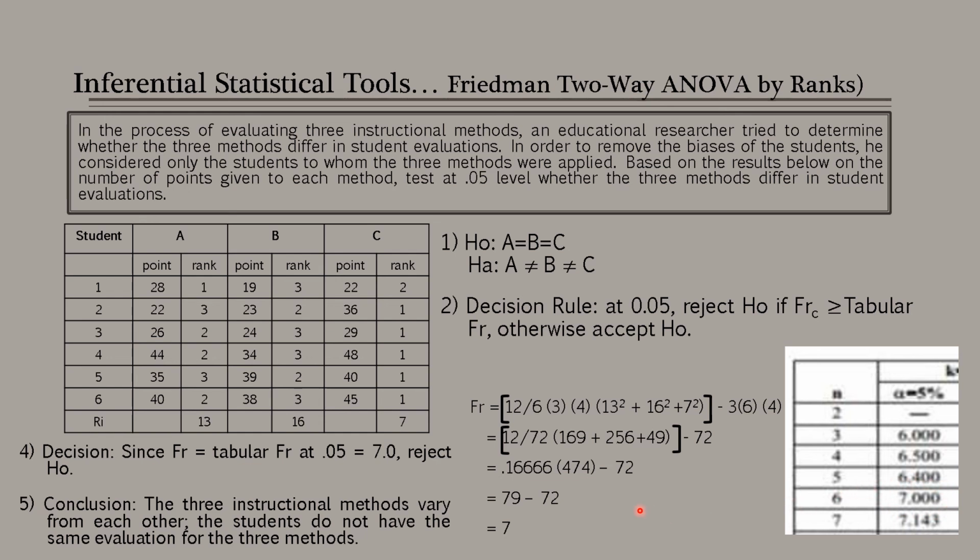Our decision is, since Friedman tabular is equal to the Friedman computed of 7, we therefore reject the null hypothesis. Our conclusion is that the 3 instructional methods vary from each other and that the students do not have the same evaluation for the 3 methods.